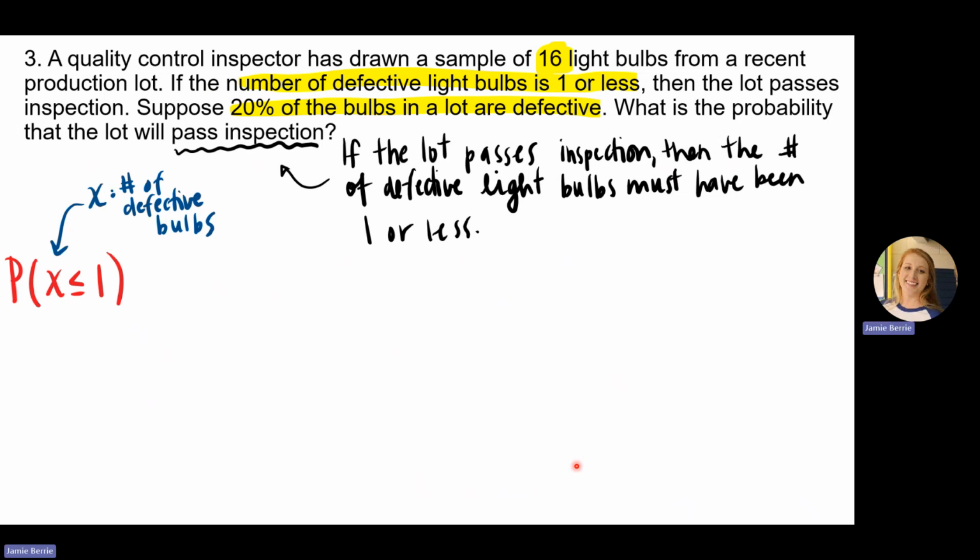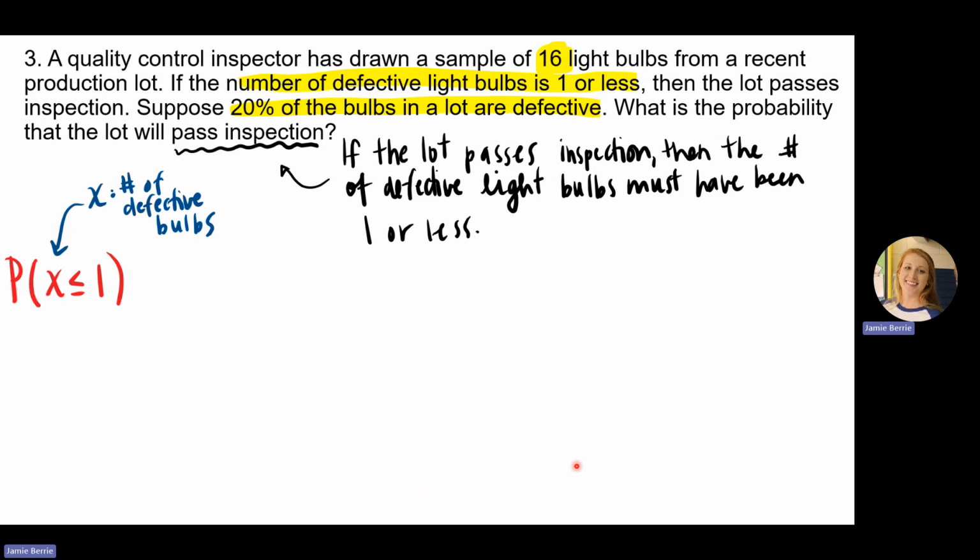Okay, so let's think about this. We've got a fixed number of trials. We're looking at exactly 16 light bulbs. We took 16 light bulbs off of the production line. That's our number of trials. We're going to test each one. As for the probability of success, success here is that the bulb is defective. I know that is kind of confusing because you're thinking, wouldn't that be a failure? Yes, that would be a failure of the light bulb. But in this experiment, a success is that we find a defective light bulb. So 20% chance that the light bulbs are defective. That's our probability of success, 0.20.